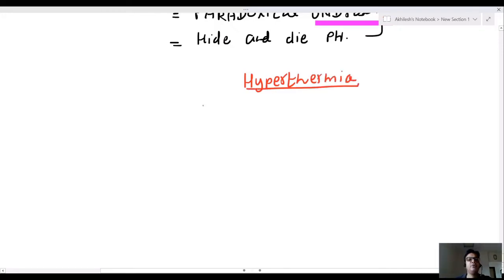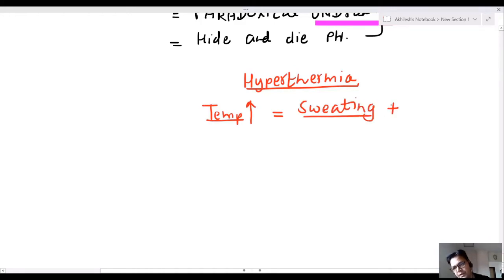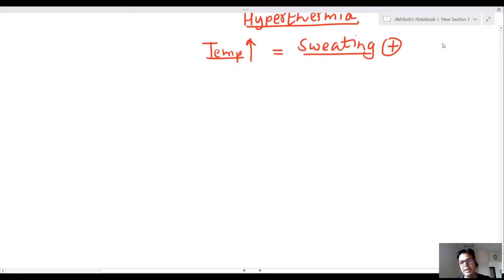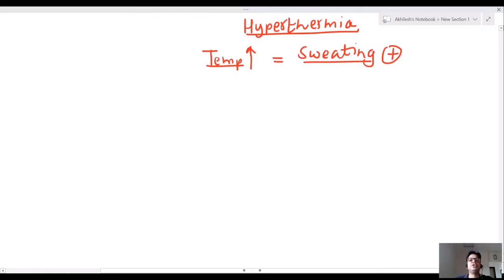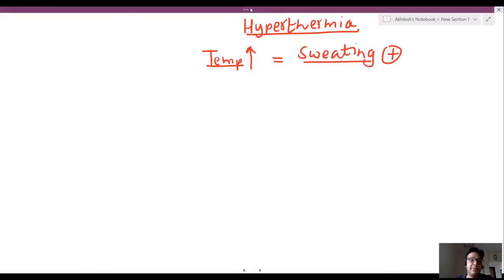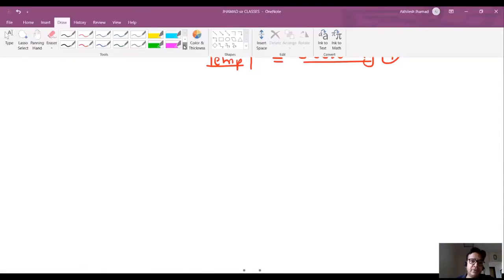Sir, whenever the temperature of the body increases, that is in hyperthermia, sweating gets activated. Now, sir, I'm coming to three types of hyperthermia.